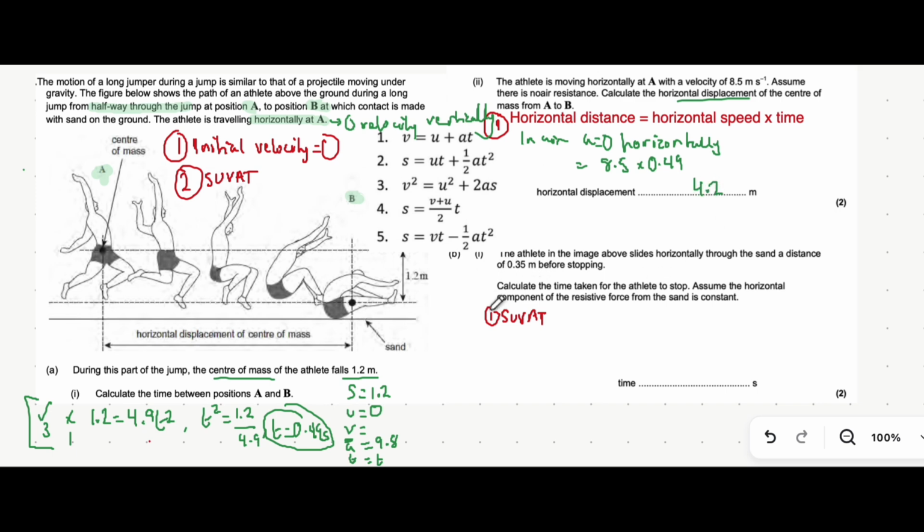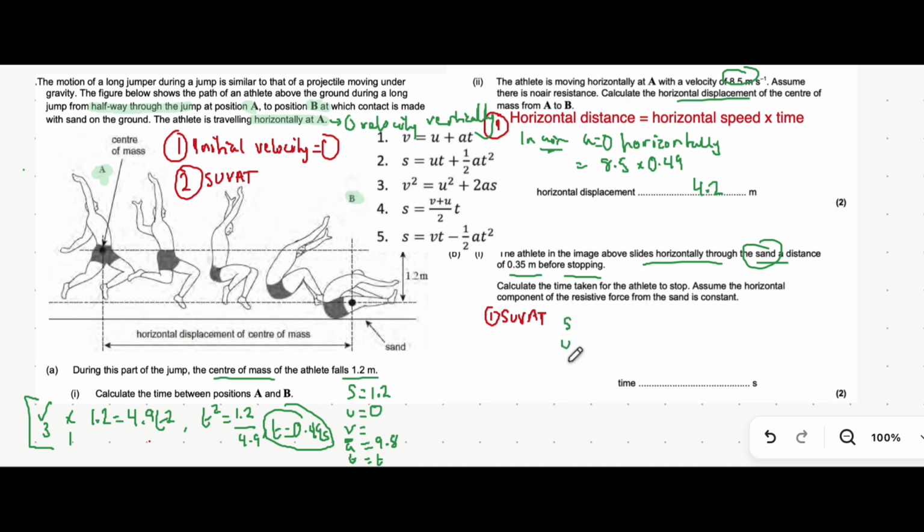Lastly, in part B I put another hint that you have to use Suvat here. The athlete in the image slides horizontally through the sand at a distance of 0.35 meters before stopping. So, do you remember I said how horizontal acceleration is 0? That only applies in the air. Now that the person's landed in sand, the person is decelerating horizontally, because otherwise they wouldn't go from a velocity of 8.5 to just stopping. You have to decelerate. It says calculate the time taken for the athlete to stop.